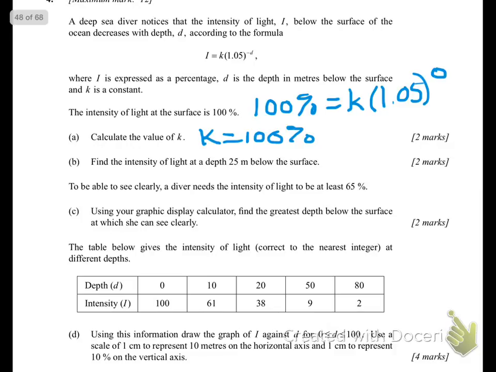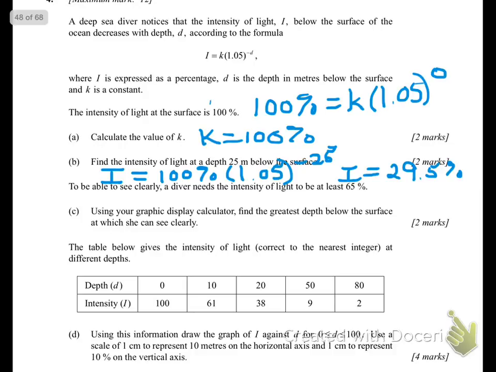Find the intensity of light at a depth of 25 meters below the surface. So my formula is going to be I is equal to 100% times 1.05 to the negative 25. I'm just going to put that into my calculator. Remember, with the word find, it's also do the math. So I get I is equal to 29.5%. Remember, I is about percent. That's 3 sig figs.